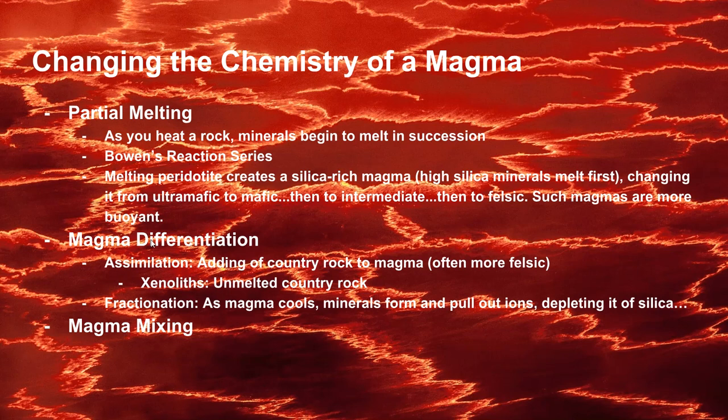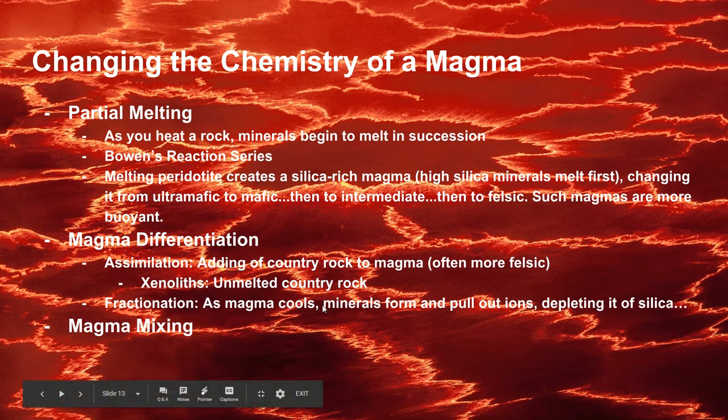Magma differentiation: there are two ways of differentiating a magma. One is through assimilation, where you add country rock to the magma. As it moves up buoyantly through the lithosphere, it will begin to incorporate xenoliths, meaning foreign rocks, which it can melt. Sometimes they melt, sometimes they don't. If it stays solid, if it never melts, it's just called a xenolith. But if it incorporates it and melts it completely, then you're adding that chemistry to the mix.